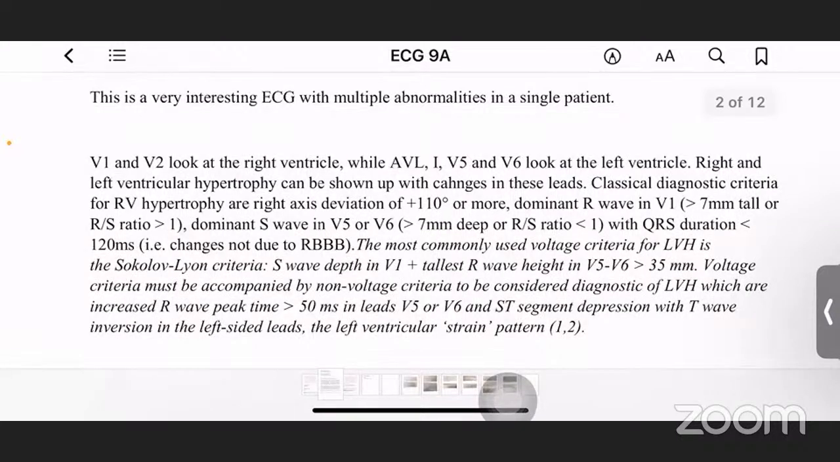which means the changes are not due to right bundle branch block. The most commonly used voltage criteria for left ventricular hypertrophy is the Sokolow-Lyon criteria: S wave depth in V1 plus R wave height in V5 or V6 more than 35 millimeters. Voltage criteria must be accompanied by non-voltage criteria to be considered diagnostic of left ventricular hypertrophy, which are increased R wave peak time more than 15 milliseconds in leads V5 or V6, and ST segment depression with T wave inversion in left-sided leads. That is the left ventricular strain pattern.